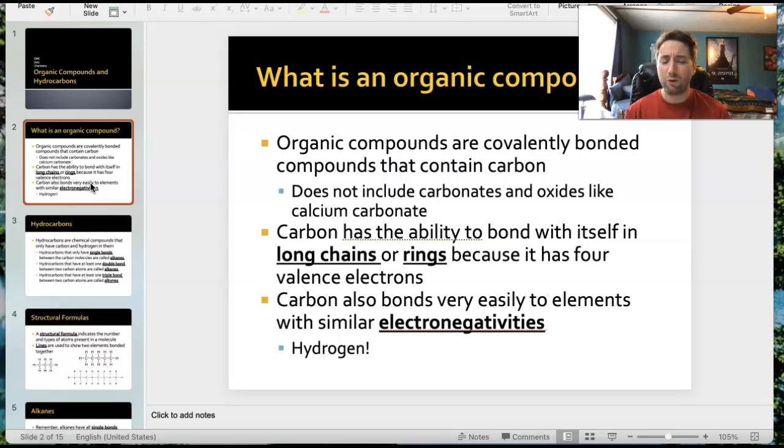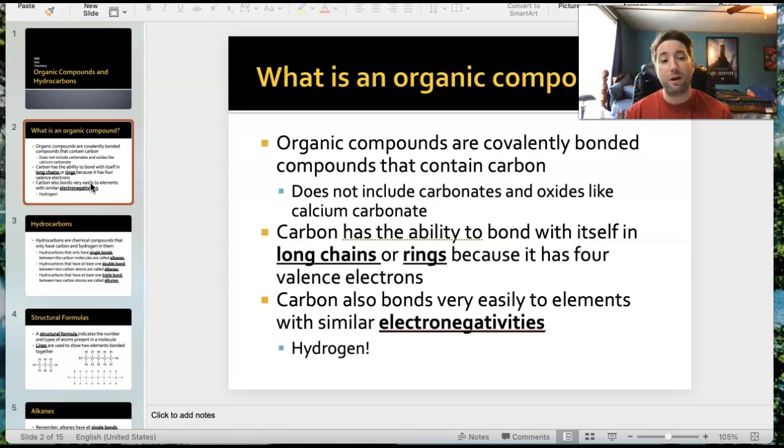So carbon has 4 valence electrons. So in theory, it can bond to 4 different things. And since it can bond to 4 different things, that's going to make it, the word they usually say is ubiquitous, and ubiquitous is just a word that means everywhere.